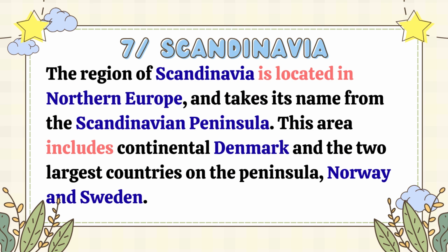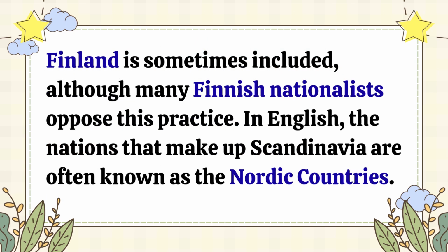7. Scandinavia. The region of Scandinavia is located in northern Europe and takes its name from the Scandinavian peninsula. This area includes continental Denmark and the two largest countries on the peninsula, Norway and Sweden. Finland is sometimes included, although many Finnish nationalists oppose this practice. In English, the nations that make up Scandinavia are often known as the Nordic countries.